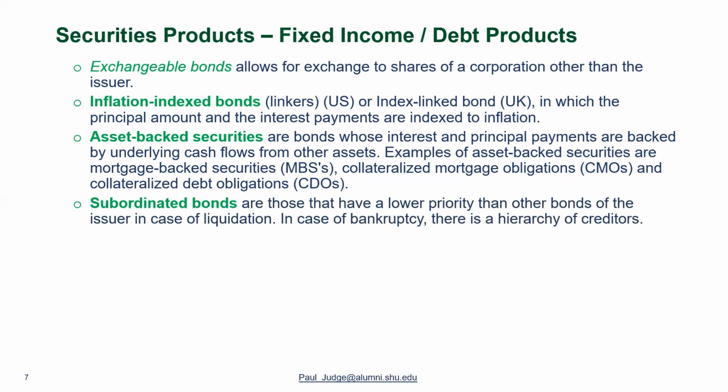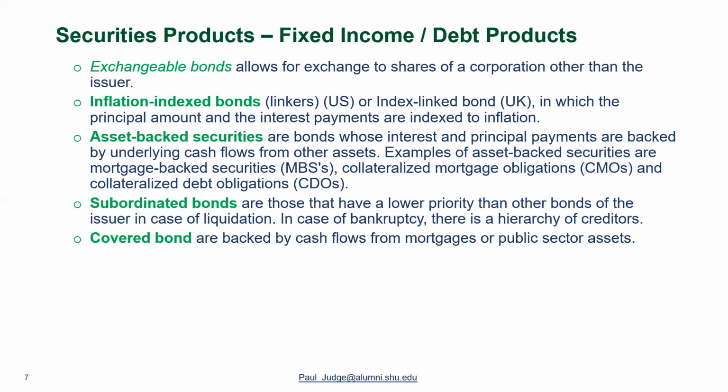Subordinate bonds are those that have a lower priority than other bonds, bonds of the issuer in liquidation. So this is a case where corporations will issue subordinate bonds, but in the case of a bankruptcy, these would be paid later than other bond obligations. They'd be subordinate, meaning below other bond obligations. So if there was a corporate bankruptcy, the other bonds would be paid first before these bonds get paid off.